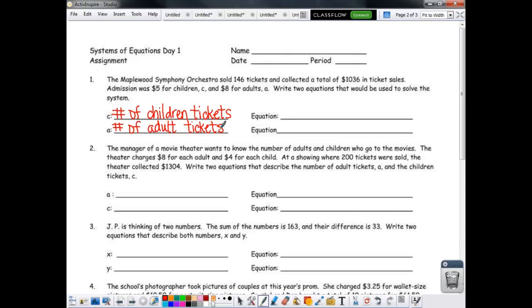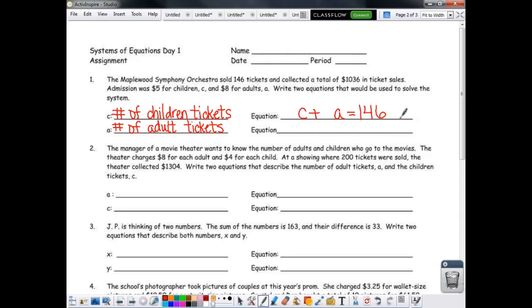Okay, so we need to write two equations. They tell me that in total we sold 146 tickets. So remember, we talked about having two options. There's two options, right? You can either get a children's ticket or an adult ticket, right? And usually we add those two together, right? And these stand for number of tickets, right? Well, how much did we have in total? 1,036. No, number of tickets. 146, right? So if we add the number of children tickets we sold and the number of adult tickets we sold together, that should equal 146 total tickets.